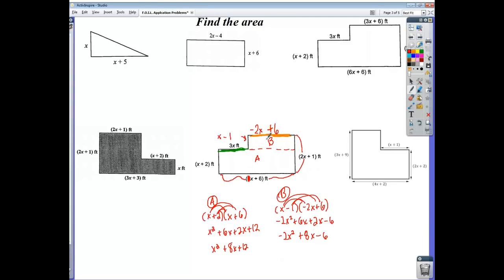So what do we need to do to find the entire area? We need to add the area of A plus the area of B, and we'll get the entire thing. To keep from writing it out again, I need to do this plus this to get the entire area. So x squared minus 2x squared gives me negative x squared, or negative 1x squared. 8x plus 8x gives me plus 16x. Notice the sign stays the same because it's an addition sign. And then 12 minus 6 gives me 6. That's the area of this figure. Okay? You're going to do this one on your own.